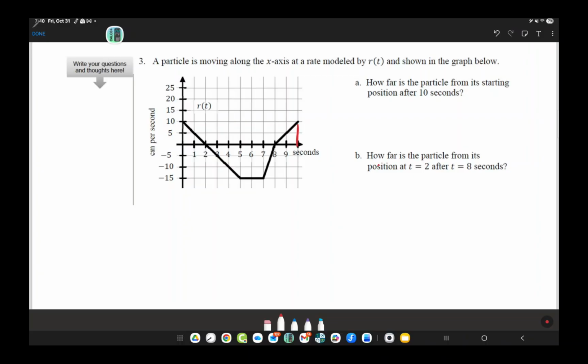Now, anything above the x-axis, what's going to happen?